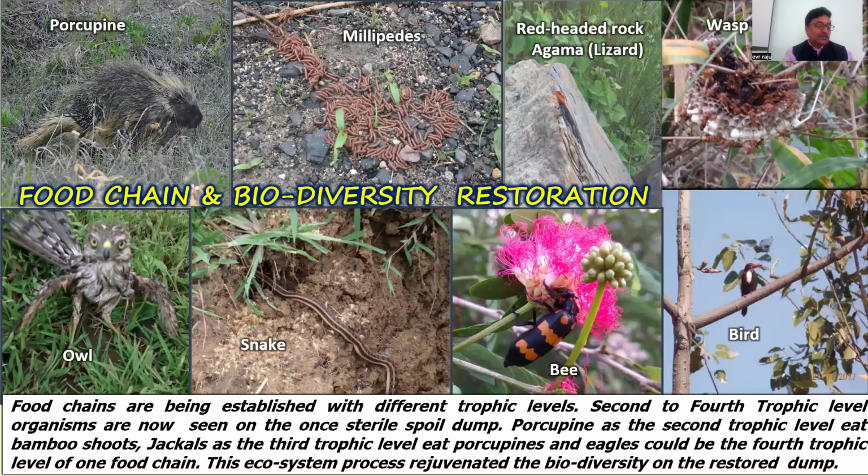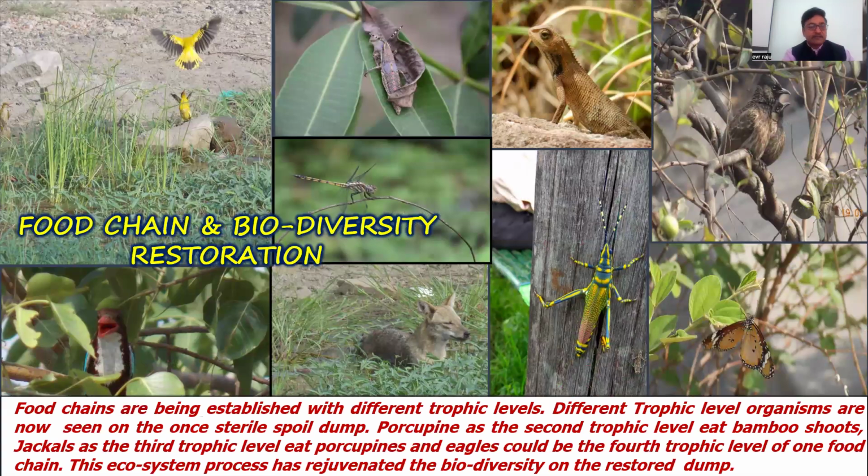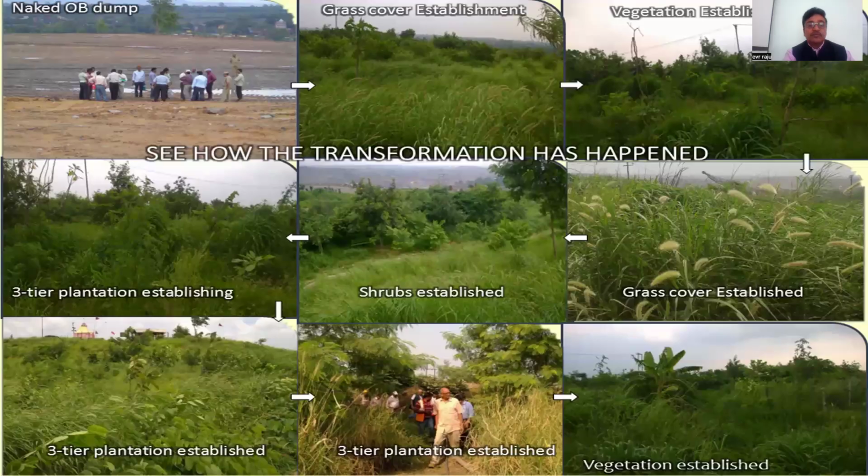Even a study was conducted by the Forest Research Institute on how the biodiversity has rejuvenated. They found that around 62 species have migrated into the sites. Next, please. These are some other insects and other things. There is one more site, how it got transformed.